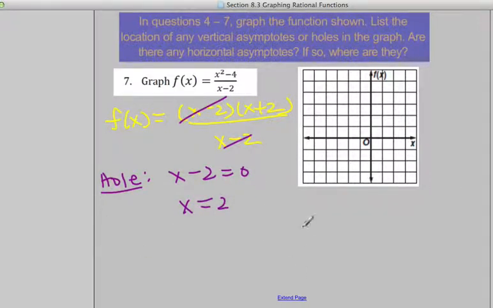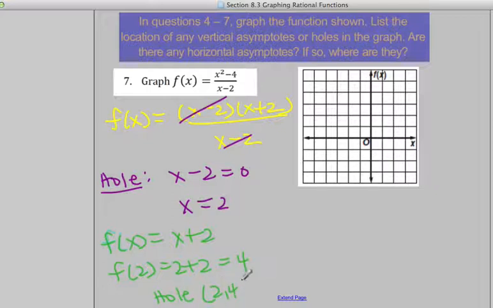Now remember to figure out where your hole is, it's whatever is left after you canceled. So my f of x function that I will be using is x plus 2. And I plug in this value. So I find f of 2. So it's 2 plus 2, which is equal to 4. So my hole is at 2, 4. So on my graph, I plot the point 2 and I graph it as an open circle, 2, 4. Okay. Now I look, do I have any vertical asymptotes? Well, there was nothing left in the denominator that didn't cancel, so in this case there is no vertical asymptote.